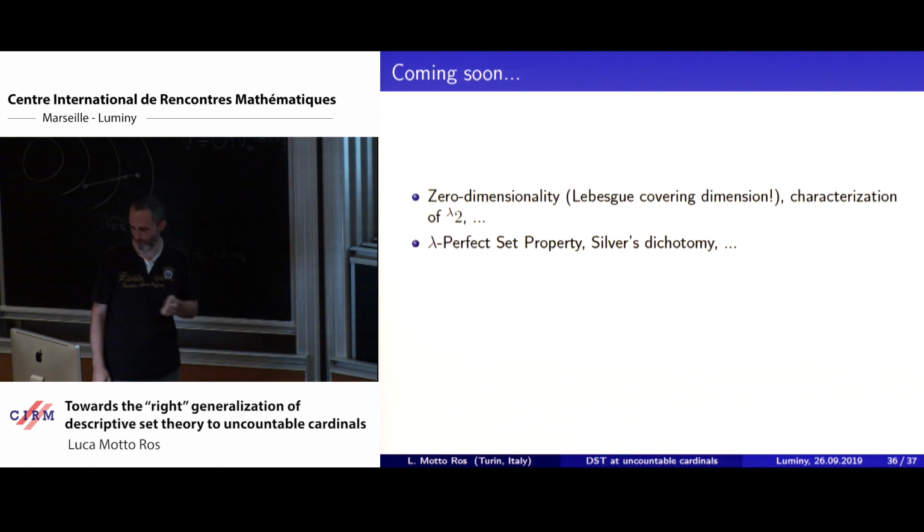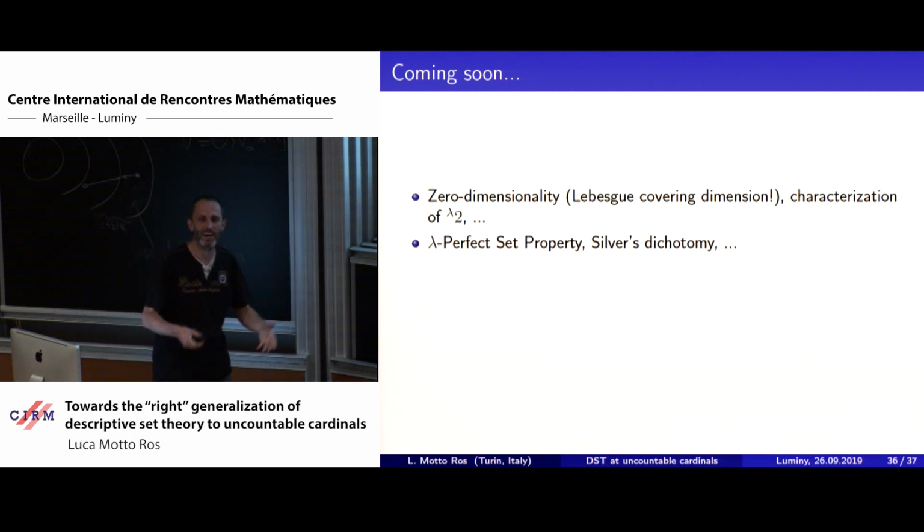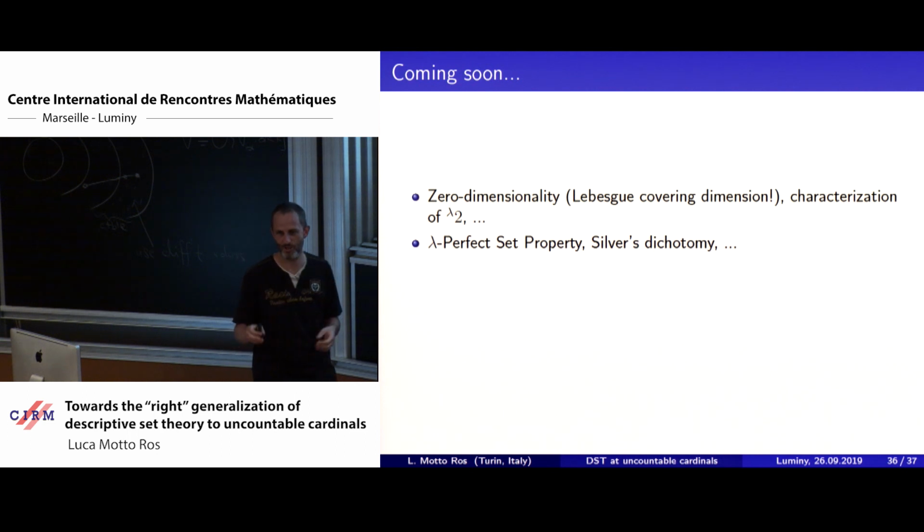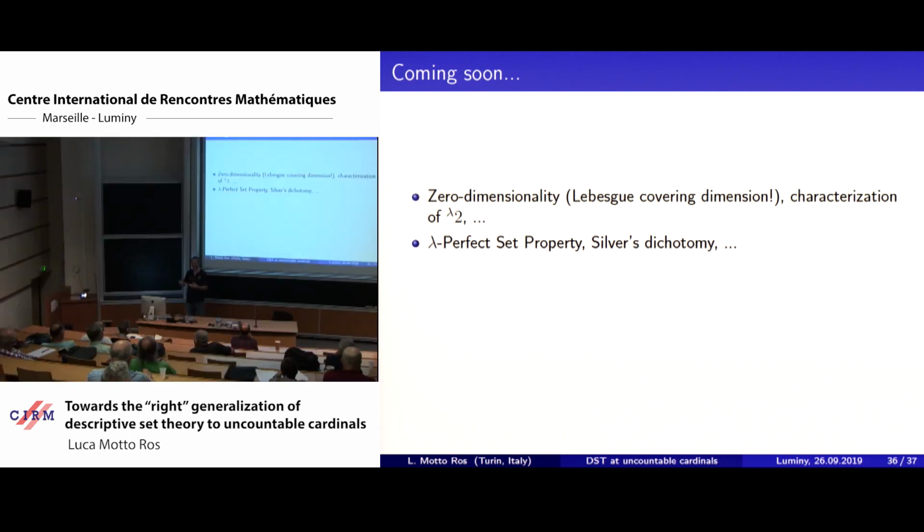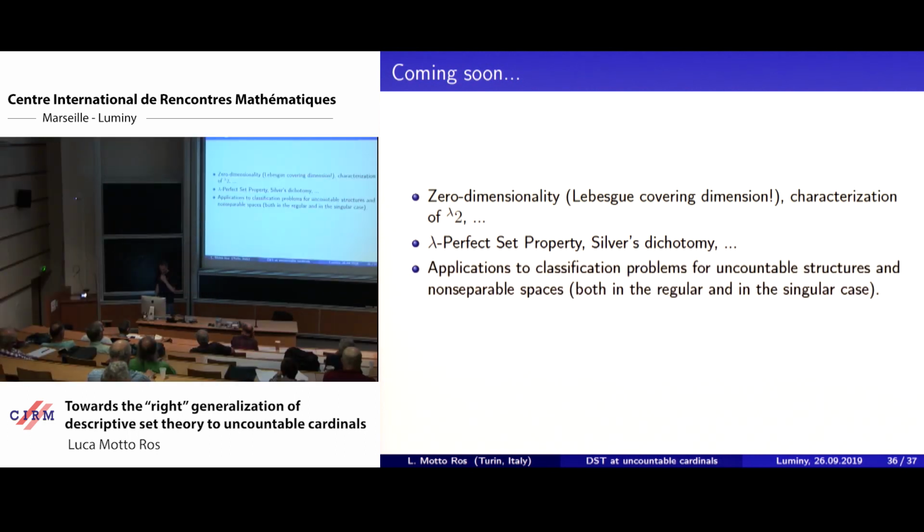We want to work with perfect set properties, Silver's dichotomy, whatsoever. We don't expect this to be always true, but at least to find out the right condition, whether you get independence or the theorem is true. And then we want to find applications elsewhere. This was the main goal. We developed this general theory to tackle classification problems elsewhere for non-separable spaces or uncountable structures.